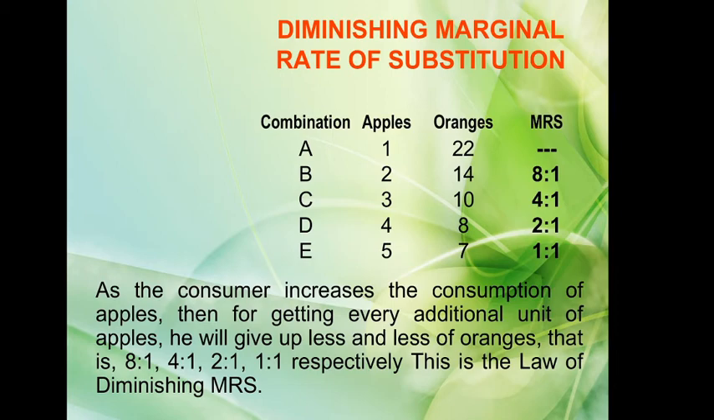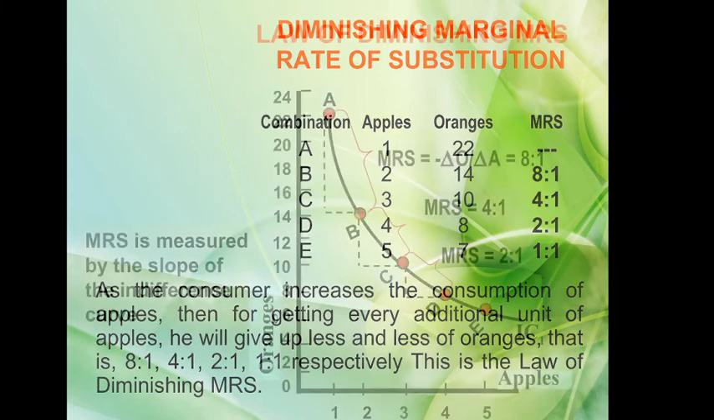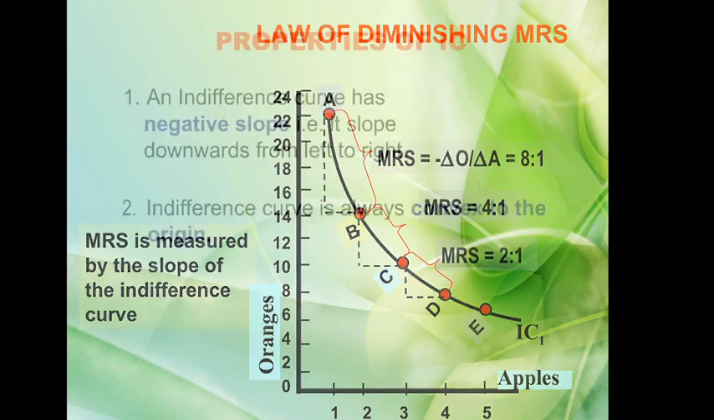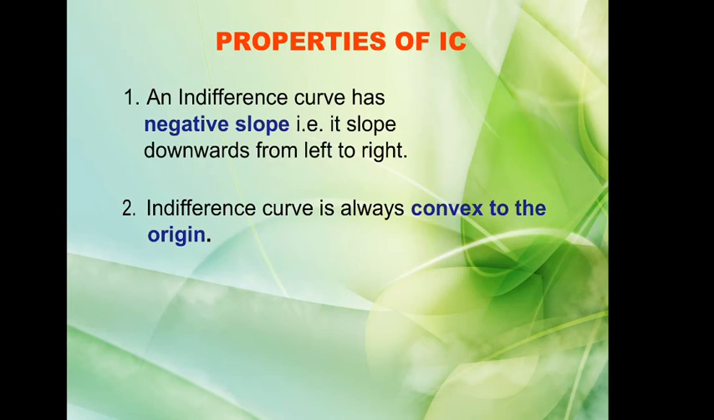This is called the law of diminishing marginal utility. So we can see the curve of diminishing marginal utility in this graph. This is downward sloping from left to right. Now we will see what are the properties of indifference curve.